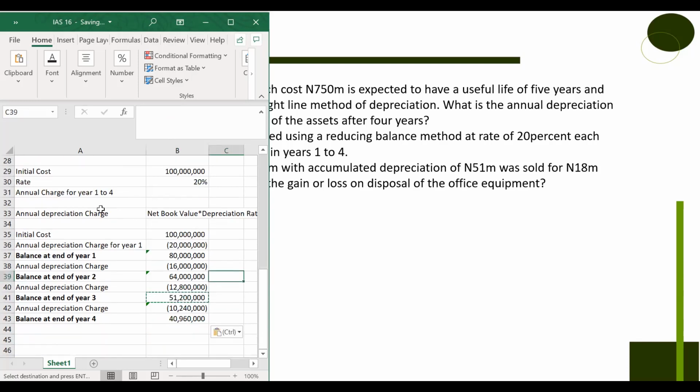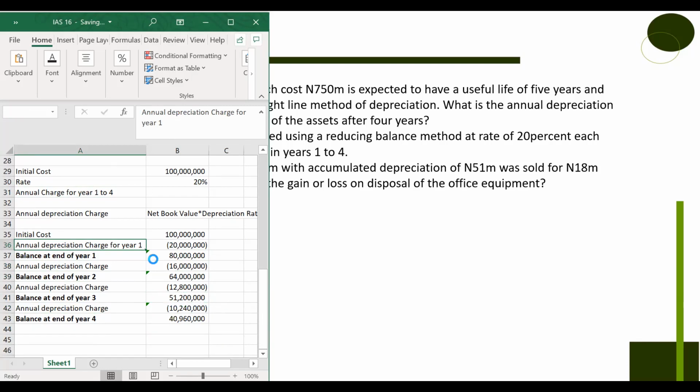What was our question again? This question says, calculate what? Annual charge. So you will just do a table and say, annual charge for year 1, 20,000. Annual charge for year 2, 16,000. Annual charge for year 3, 12,800. Annual charge for year 4, 10,240. These charges are the ones that will go into your income statement as what?